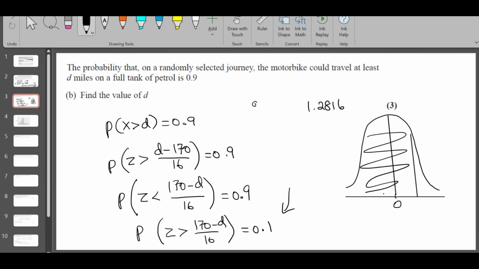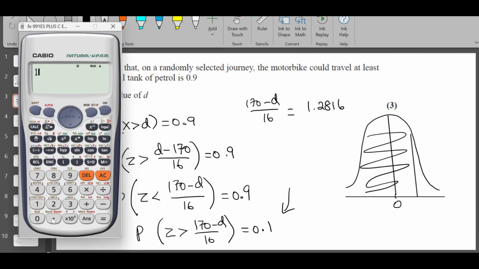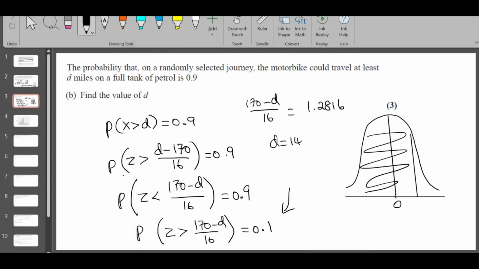1.2816, that's actually 170 minus d over 16. So make d the subject. So it's going to be 1.2816 times 16, and 170 minus this ends up as 149.4944. So you can round it to 3 significant figures and write it as 149. That's all. 3 more questions.